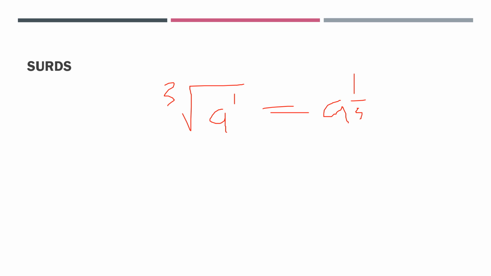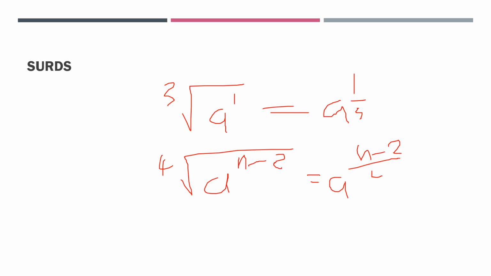It works the same way if we have, let's say, the fourth root of a to the power of n minus 2. The number outside the root will divide the exponent of the number inside. In this case, the exponent is n minus 2. That means we're going to keep a here, and n minus 2 will be divided by 4. All of it will be divided by 4. That is how you convert your set to an exponent. So now let's go straight to how to add, subtract, multiply, and divide the sets.